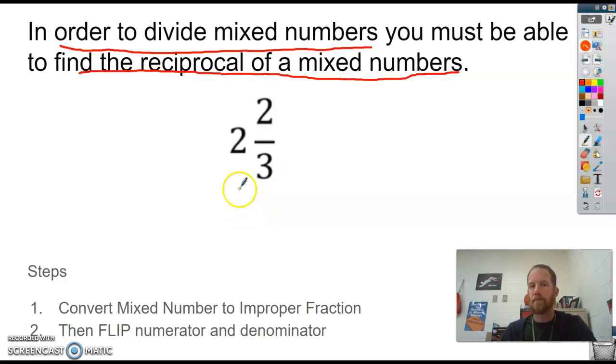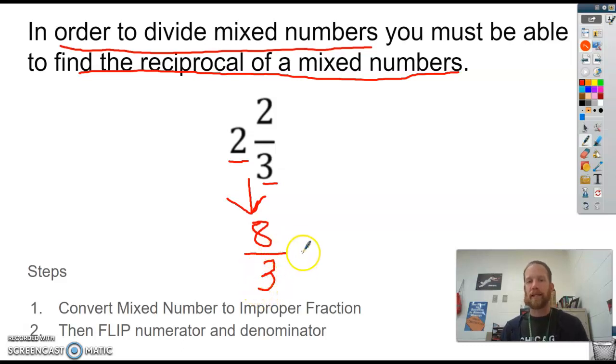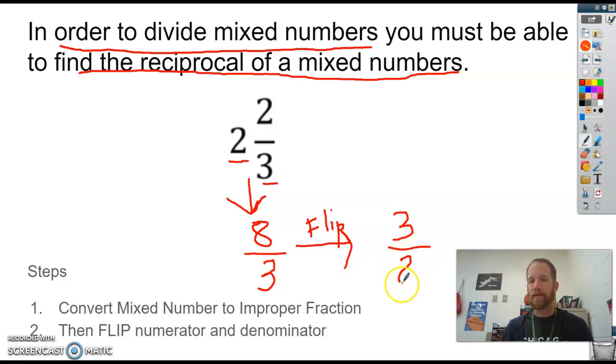Whenever you have a mixed number, you need to first convert it to an improper fraction and then find the reciprocal by flipping it. So in order to convert 2 and 2/3 to an improper fraction, I take the whole number times the denominator plus the numerator, so that would be 8, and I leave it over the original denominator, so 2 and 2/3 is 8/3. Once I do that, I can then flip my improper fraction, and so the reciprocal of 8/3 is 3/8.